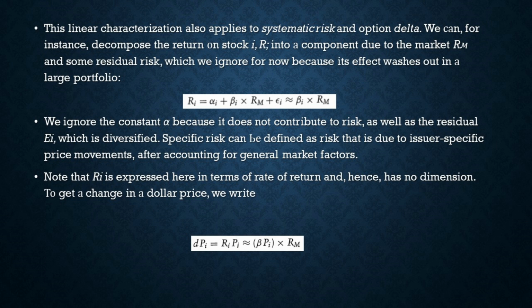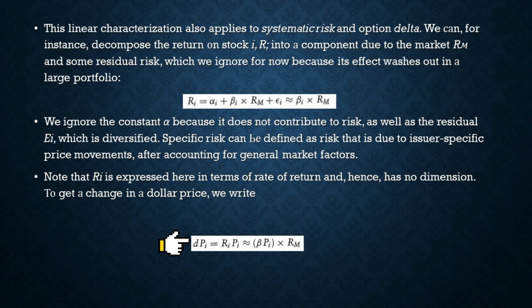We ignore the constant alpha because it doesn't contribute to risk, as well as the residual epsilon_i, which is diversified. Specific risk can be defined as a risk that's due to issuer-specific price movements after accounting for general market factors. We should note that R_i is expressed here in terms of rate of return and hence has no dimension. To get a change in a dollar price, we write the following formula.